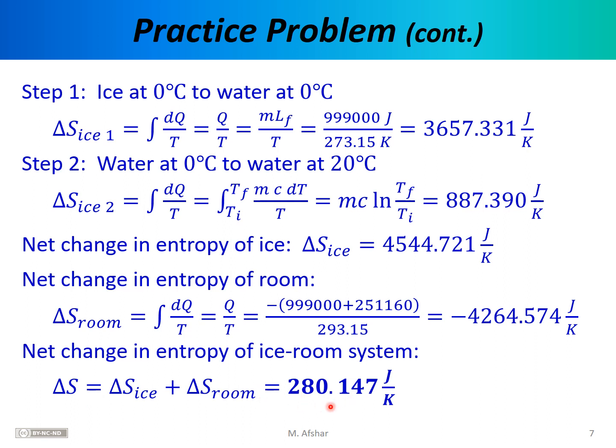This is reassuring because the second law of thermodynamics tells us that for an isolated system, the change in entropy must always be greater than or equal to 0. And the universe can be viewed as an isolated system since we don't believe there's anything outside of the universe. If there was something further, we would just expand our definition of the universe to encompass it. So the fact that delta S for the room ice system is a positive number is reassuring.